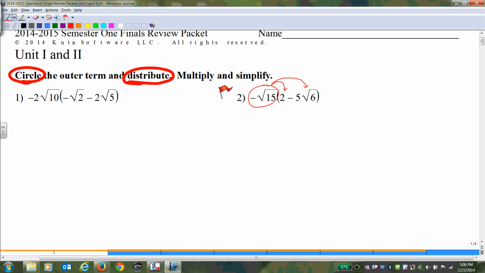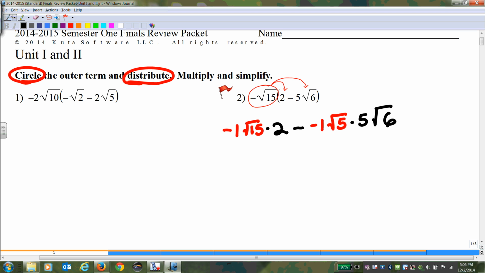Now we're going to write what this is. This is going to be negative 1 root 15 times 2 minus negative 1 root 15 times 5 root 6. So you can see how we take that negative and multiply.